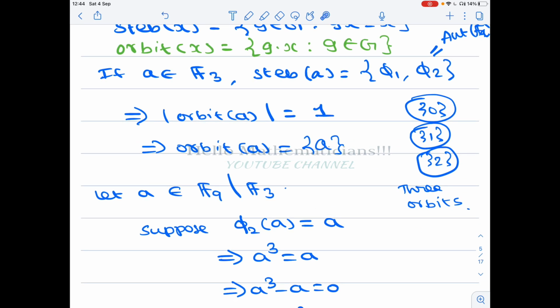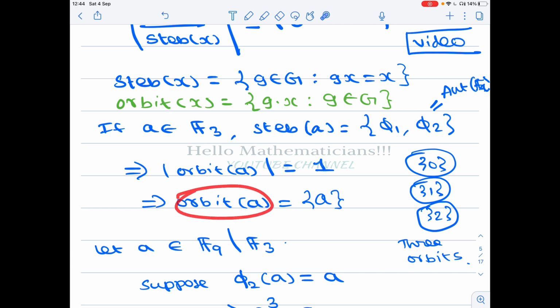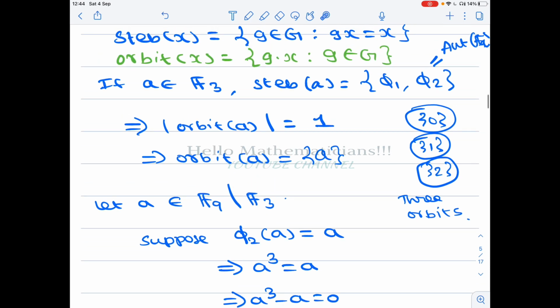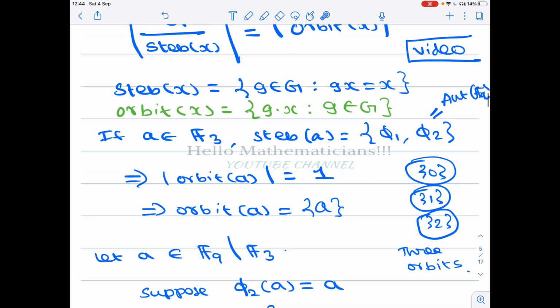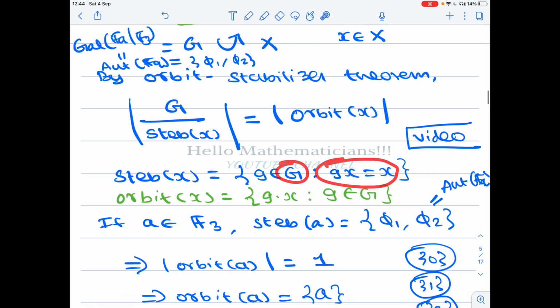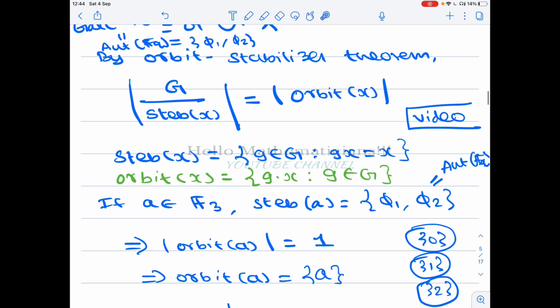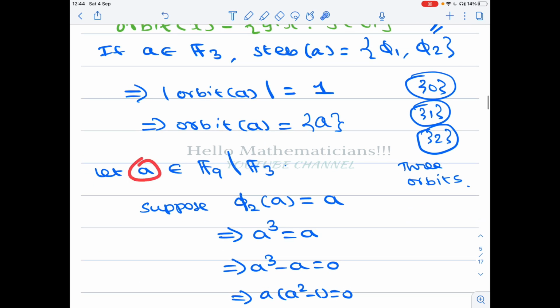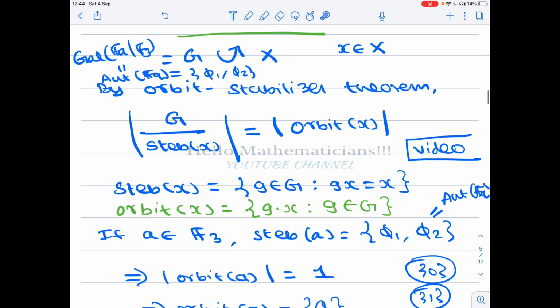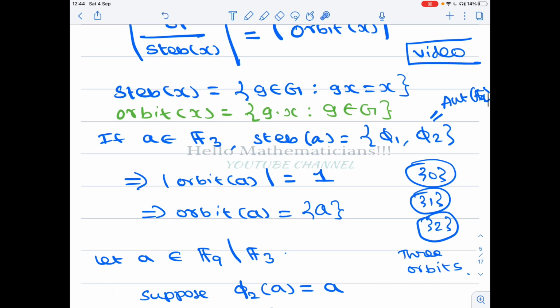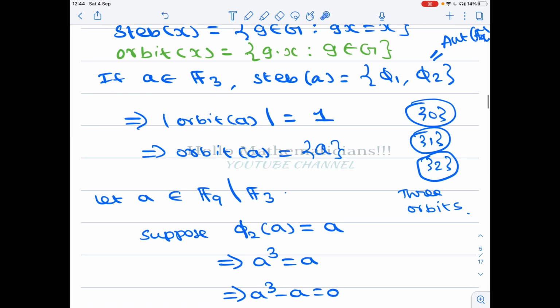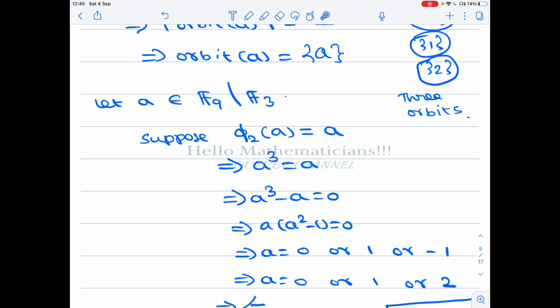Now if you want to understand the number of elements in the orbit, you have to understand the number of elements in the stabilizer. The stabilizer is the set of all elements in G that fix the element a. G has only two elements, so we can explicitly check whether these two elements fix this element or not. First, pi 1 is the identity automorphism, so it will fix every element. So pi 1 of a equals a for sure. Now what about pi 2 of a?